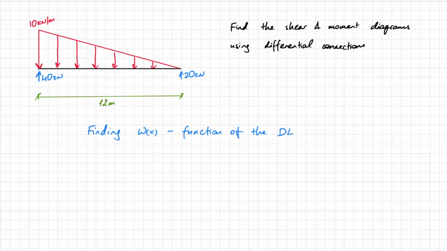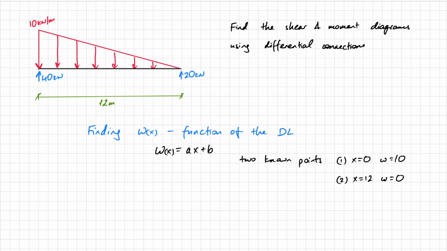Now the next thing we want to do is find w(x), the function of that distributed load. Now we do know that it is a linear line, so it will look something like this. w(x) is ax plus b, right? That is what a distributed line would look like. Now we have two known points: when x equals 0, the load equals 10, and when x equals 12, the load equals 0.